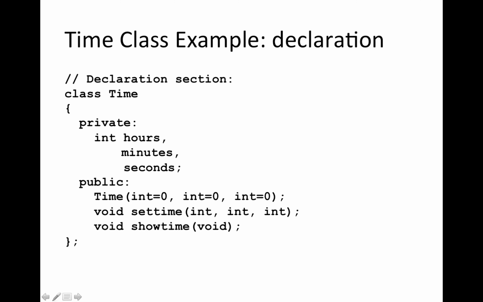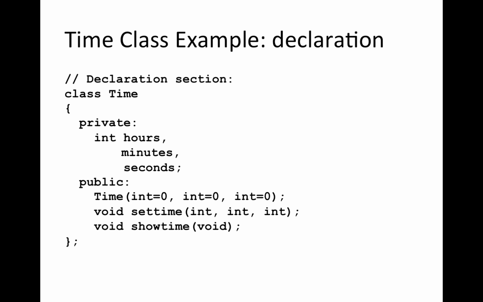Here's an example of a time class. So we're going to declare a class called time. It's going to have 3 data members for hours, minutes, and seconds. And we're going to have 3 member functions, at least to begin with, in this class. The one called time is a constructor function. It has 3 parameters, all of which are integer. The int equals 0, what that does is that creates default values. So if you don't pass any values for the 3 integer parameters, it uses the defaults of zeros.